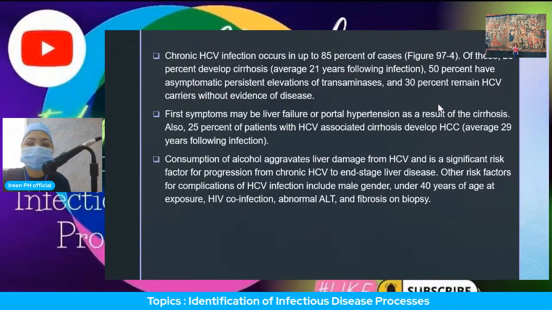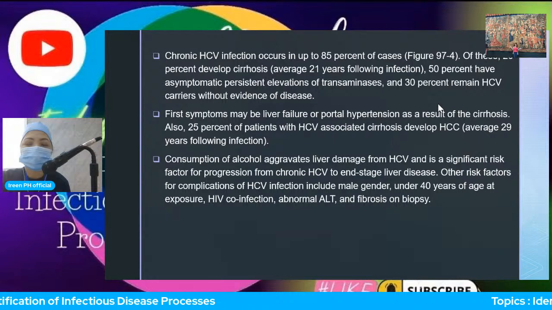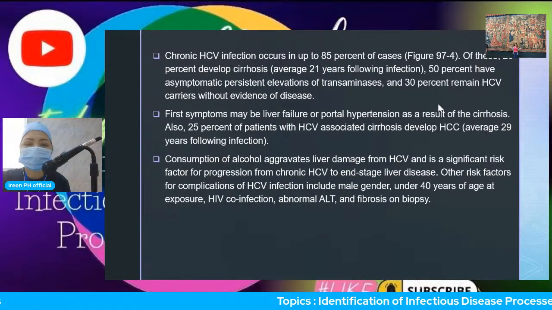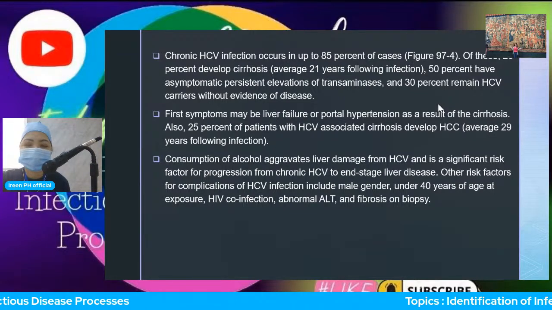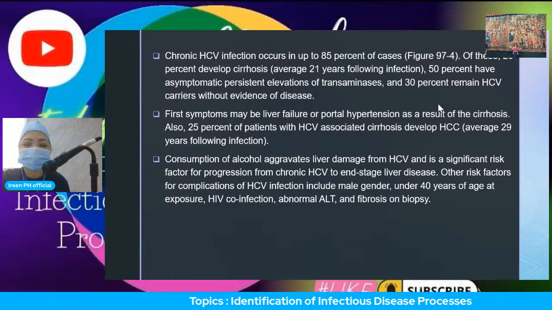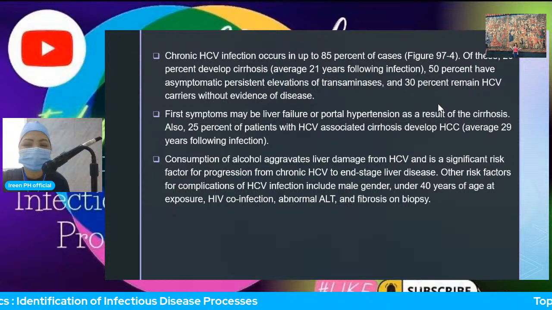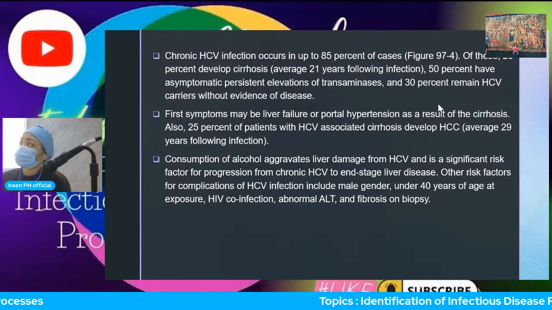Chronic Hep C infection occurs in up to 85% of cases. Of these, 20% develop cirrhosis, on average 21 years following infection. 50% have asymptomatic, persistent elevations of transaminases, and 30% remain Hep C virus carriers without evidence of disease.